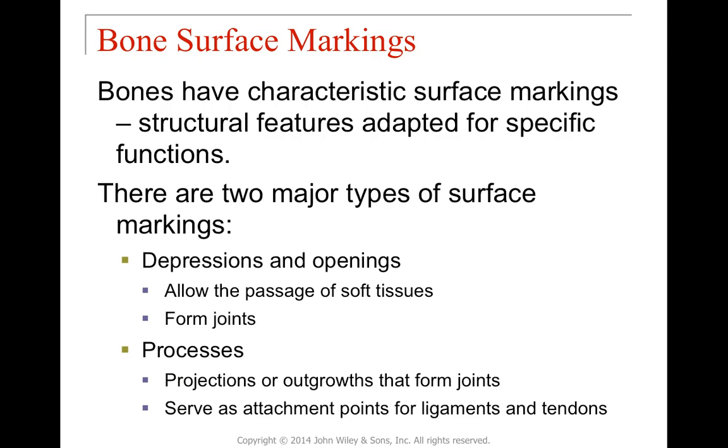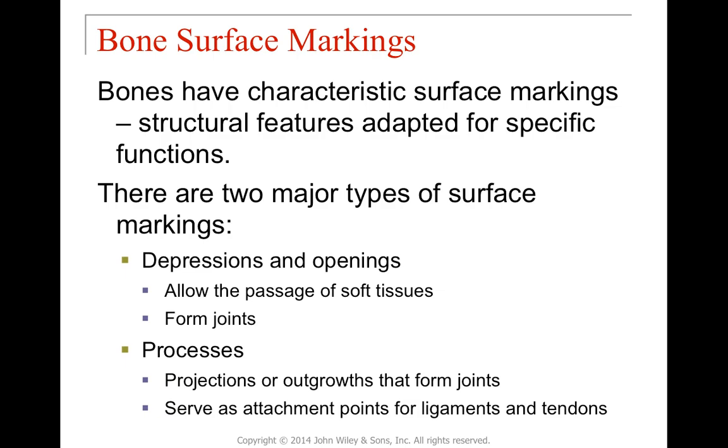Before we hop right into the bones themselves, let's talk about surface markings on the bones. So bones have specialized surface markings that are structural features that are adapted for specialized functions. That includes things like depressions and openings. These allow for the passage of soft tissues and allow for joints to articulate, so to connect two different bones together with something called a joint.